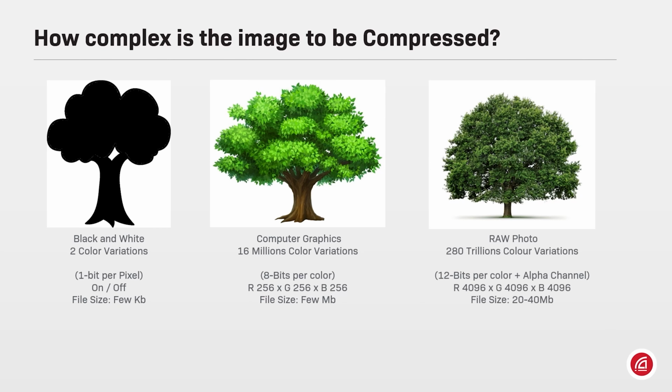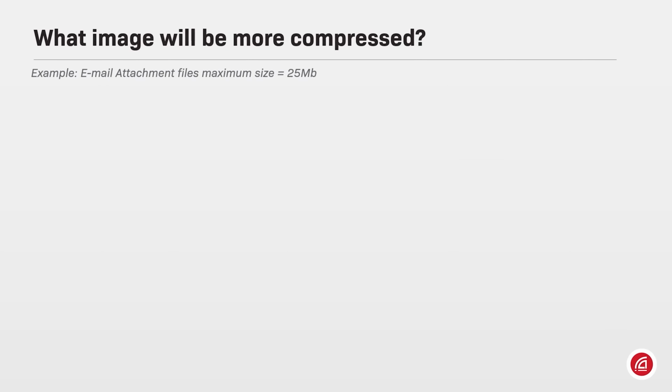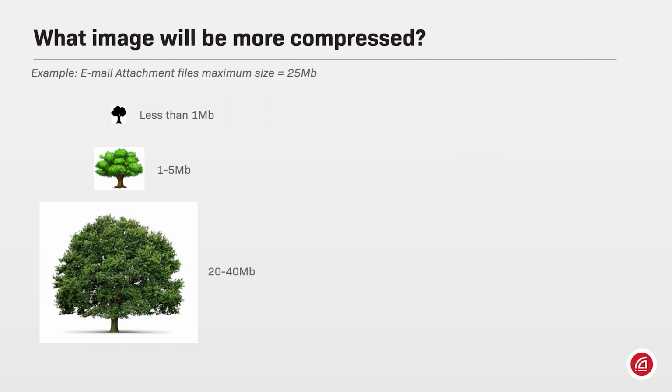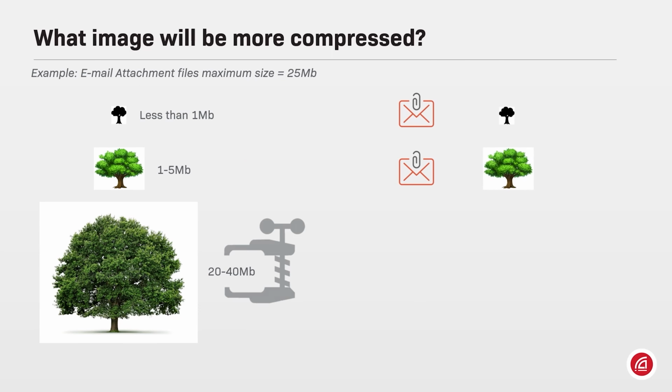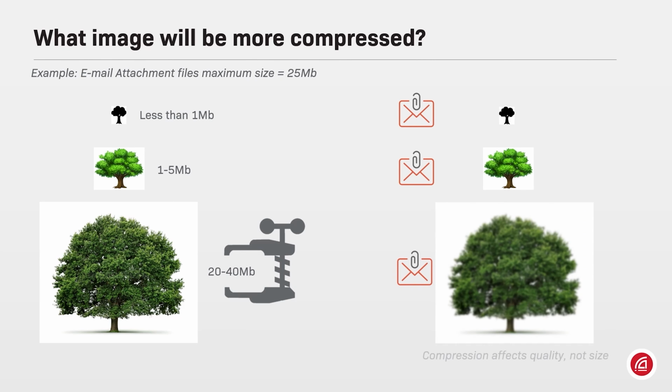If you need to compress these images to fit as an attachment for your email, which one would need to be compressed? If the carrier can only transport 25 megabits, the black and white tree and the computer graphics will definitely fit in that packet. However, the raw photo will need to be compressed to fit. Some details of the image will be lost, however the full image will still be delivered to the destination.